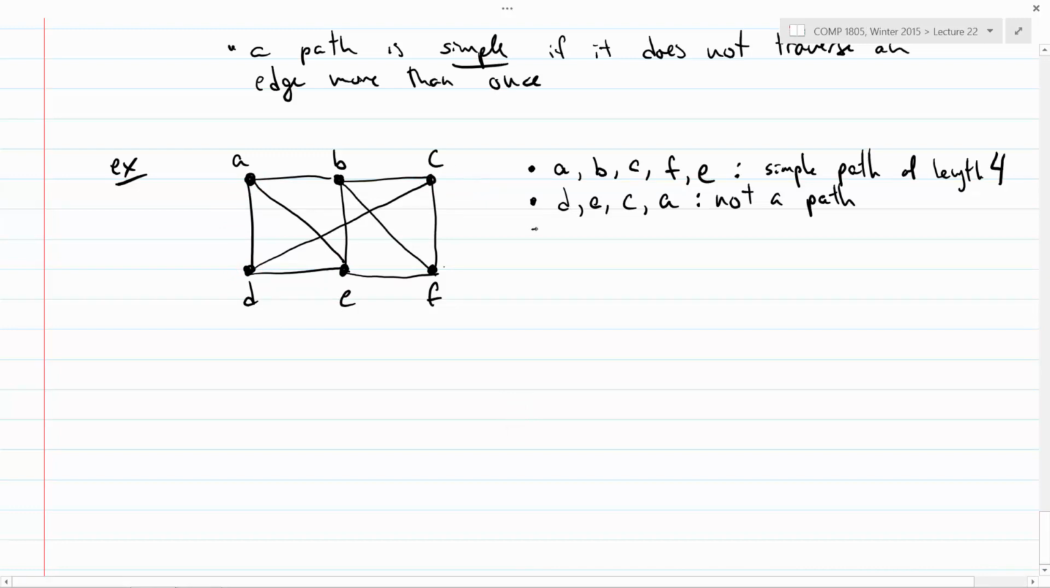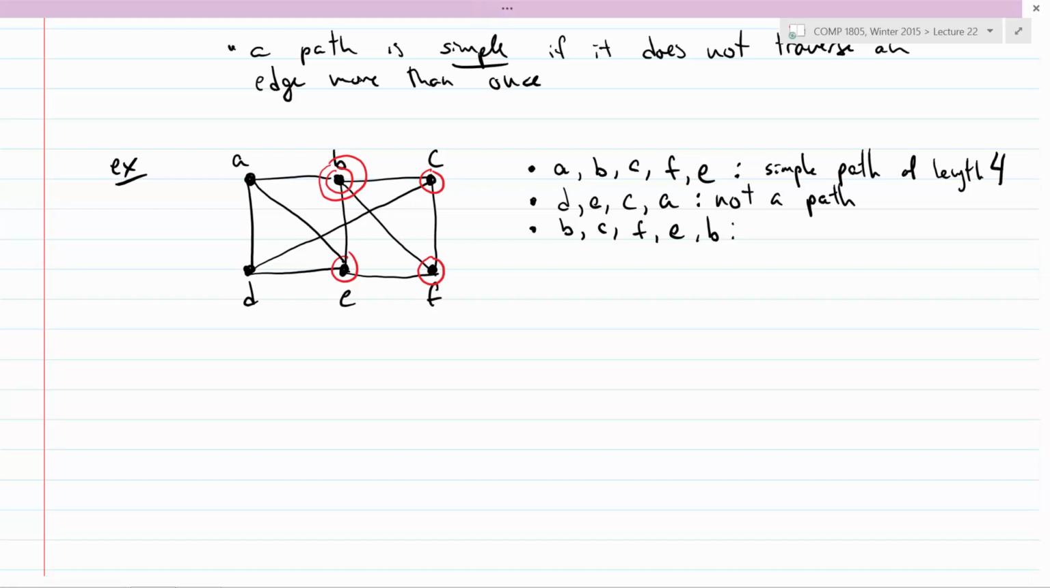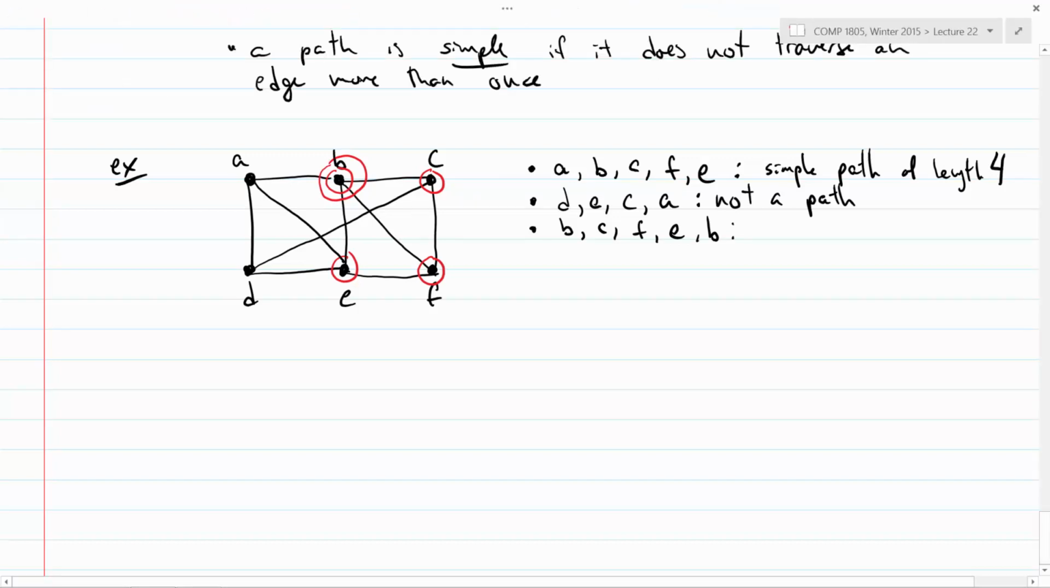All right. What about B, C, F, E, B? So I'll highlight that. B, C, F, E, B. So is this thing a path? Is it a special kind of path? It's a circuit or a cycle, right? They mean the same thing. And I know that because it starts at B and it also ends at B.